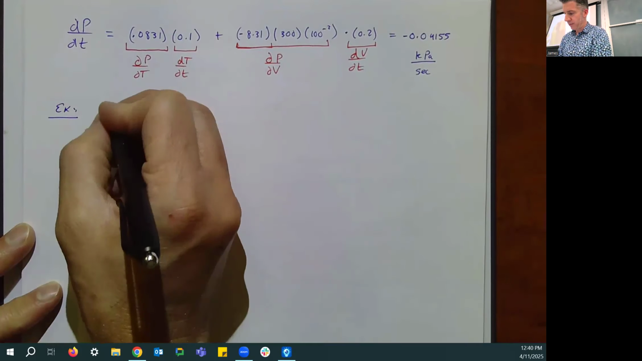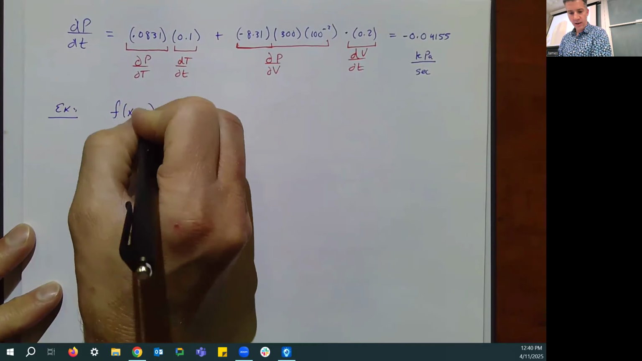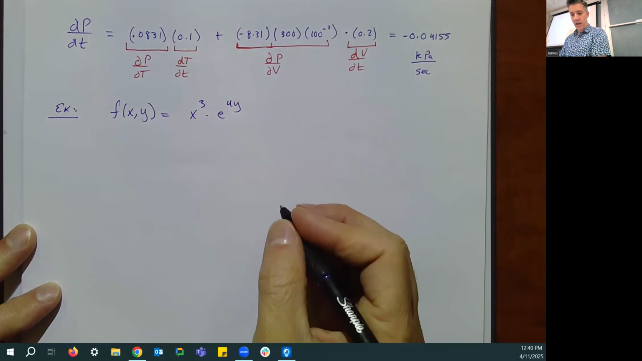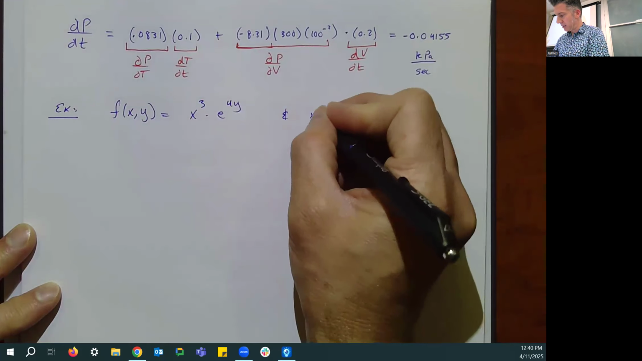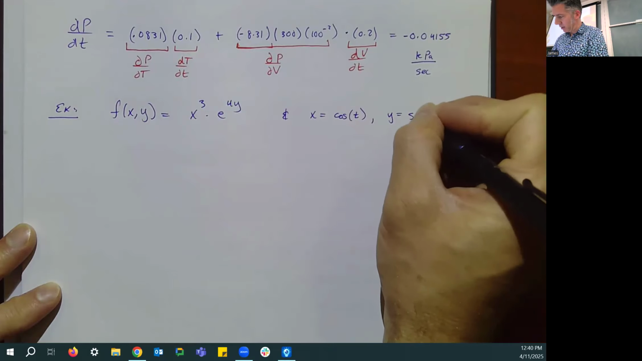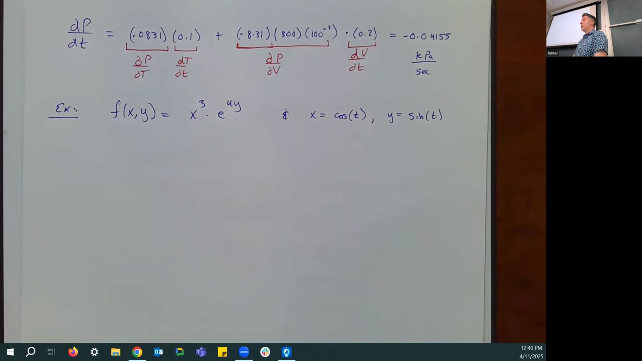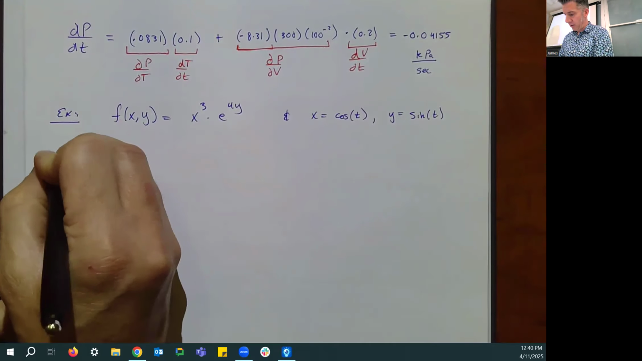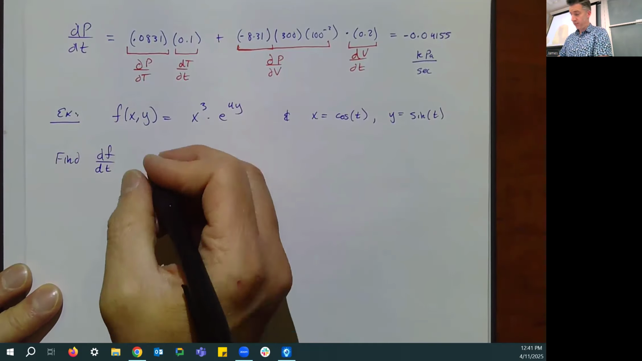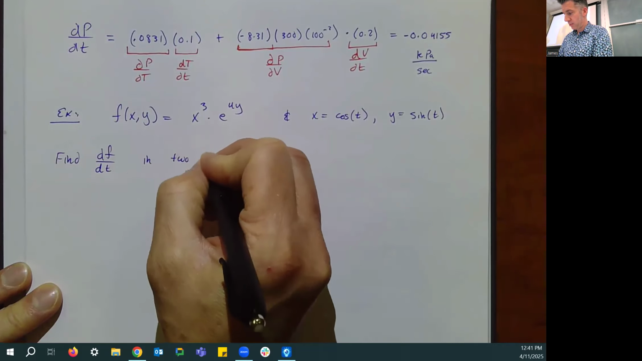Let's say we have the following. Our function of x and y is equal to x cubed times e to the 4y. And we're also given that x is equal to cosine of t and y is equal to sine of t. Often at a very base level, everything ends up being a function of t because we usually think of t as time or just some parameterizing variable. So we want to find df dt in two ways.